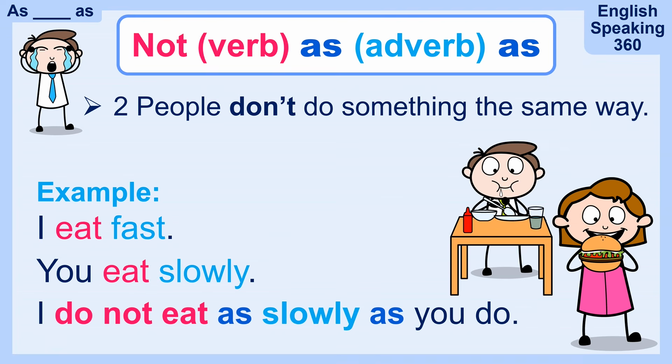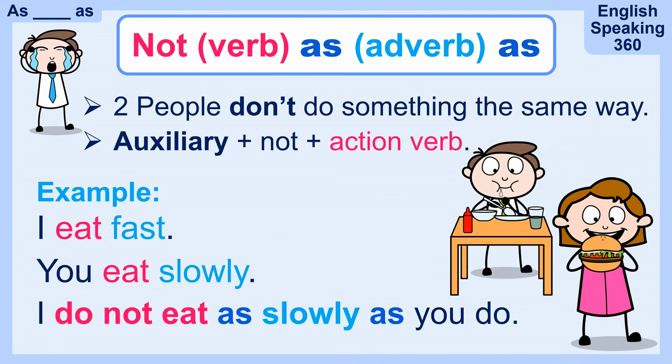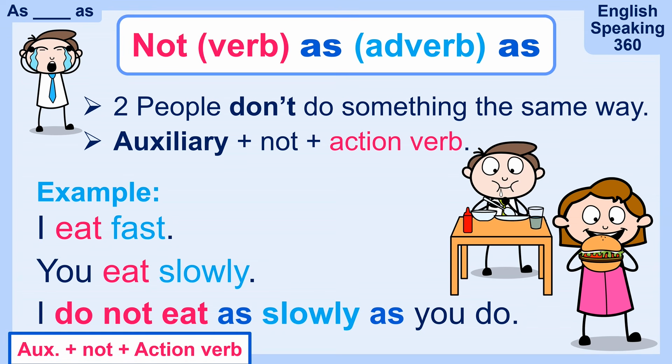You can say, I do not eat as slowly as you do. Here, we have the auxiliary, the not, and the action verb. We also have the adverb, slowly, and the auxiliary, do, at the end. It is possible to say, I don't eat as slowly as you. You may hear that sometimes, but it's much more casual than saying, I don't eat as slowly as you do.